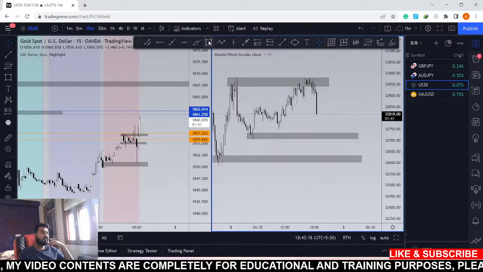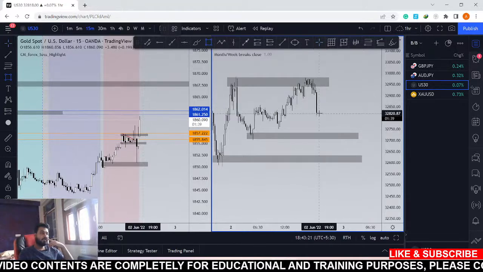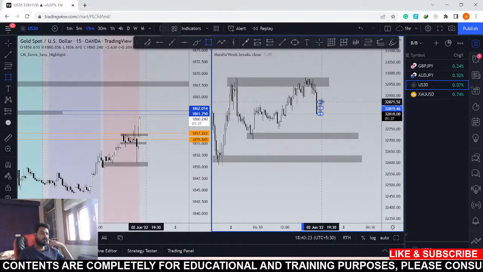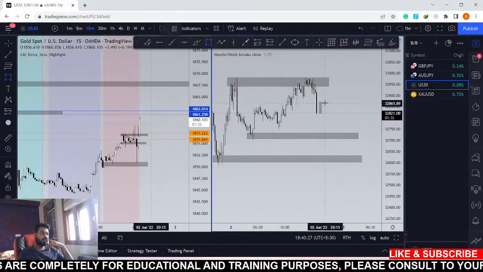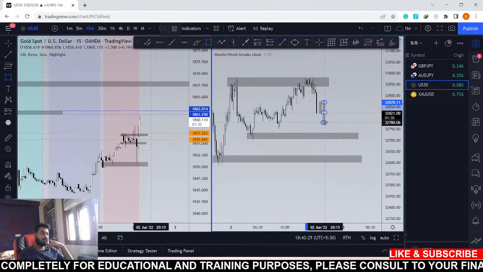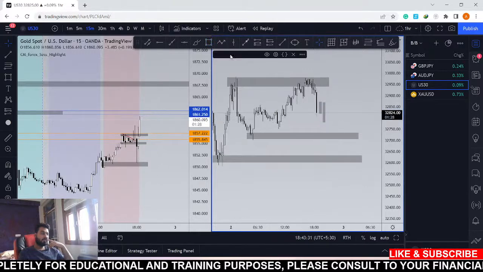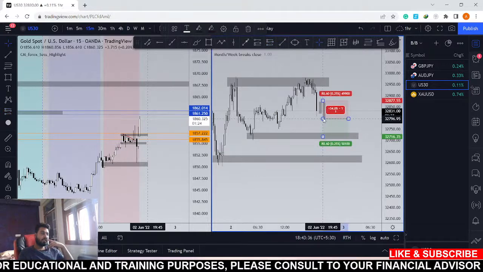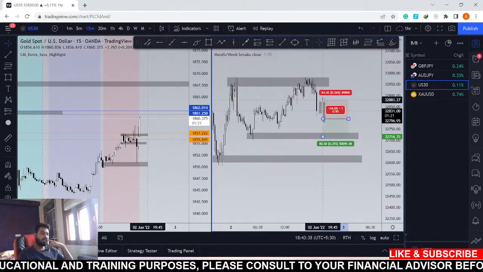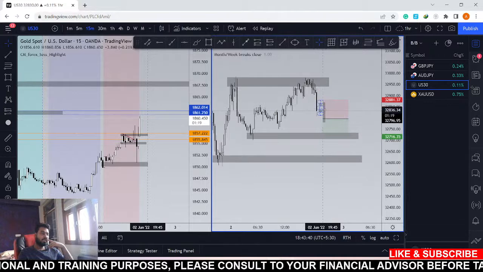There is one more trick to take an entry. Let's suppose a 15-minute candle opens and goes up like this, and then comes down on the same time frame and takes you in. So some traders, Raja Bank also does this, they just take this order and place their stop loss above this candle.